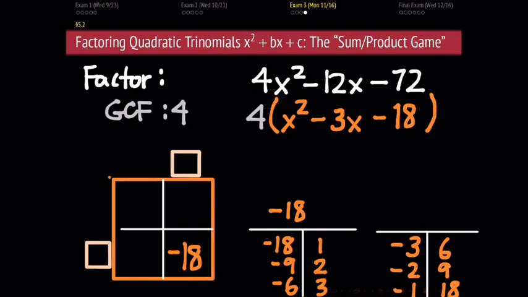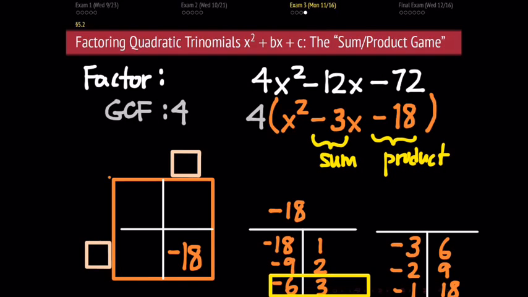What does it have to add to in this example? Negative 3, the coefficient of the x. So this has to be our sum, and this has to be our product. So which pair of paired factors for negative 18 add together to give you negative 3? Negative 6 and 3. That's the pair that we're looking for, because negative 6 plus 3 is negative 3. So that means that negative 6 and 3 are going to be what I put in these boxes when I unfoil. And you don't have to use this little grid if you don't want to. This is just how I keep my stuff straight.